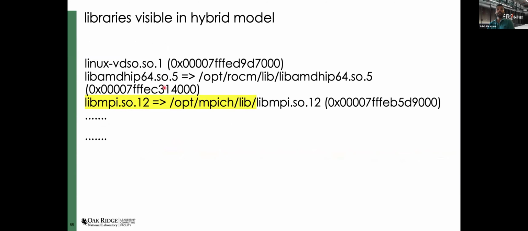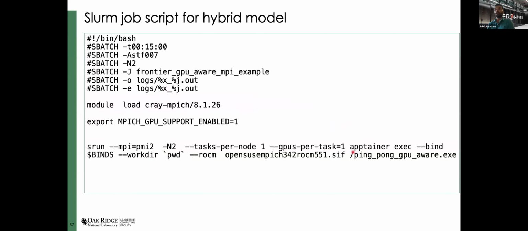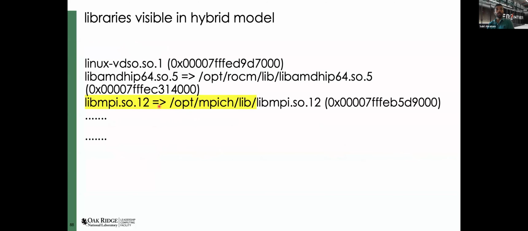And if I look at the ldd output of my ping pong GPU-aware executable, I will see that it is linked to libmpi.so.12, which is installed within my container. So this is the mpich 3.4.2 that was installed in the container, and my application is relying on that.